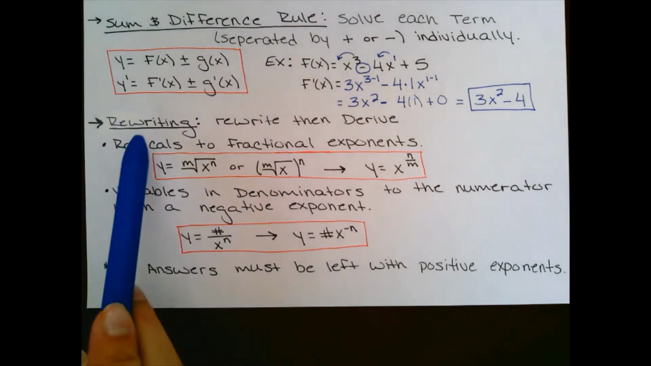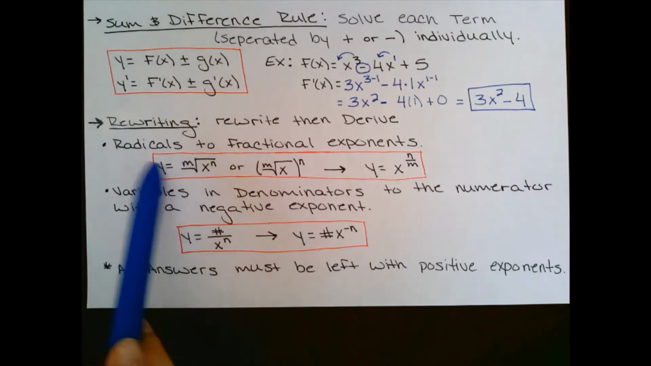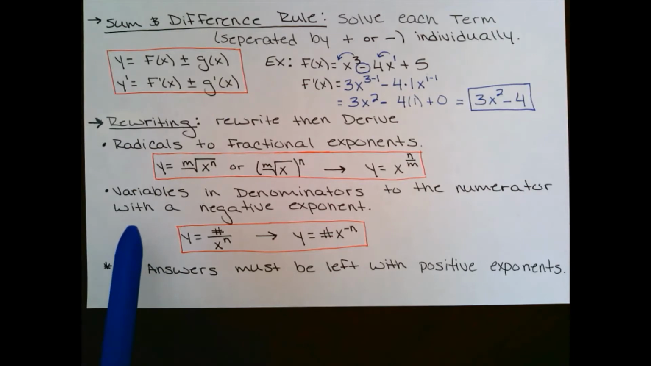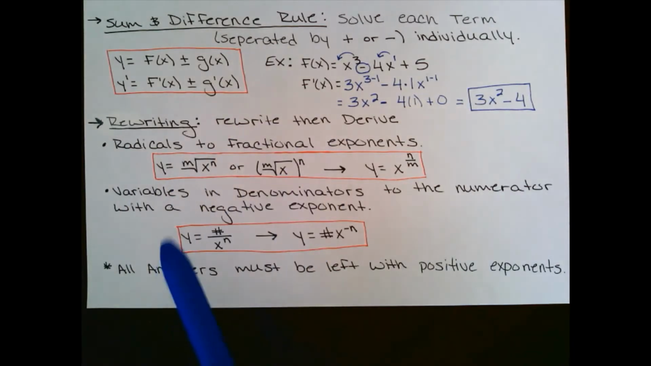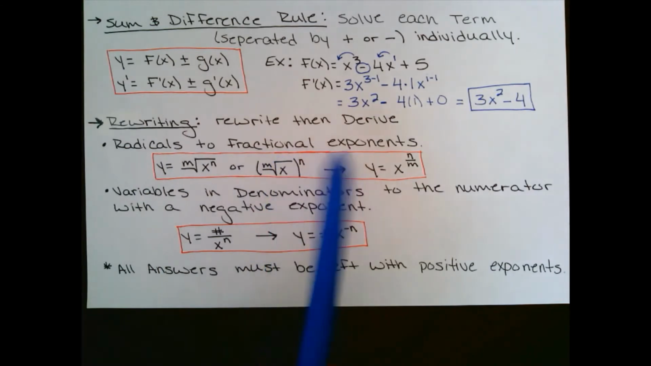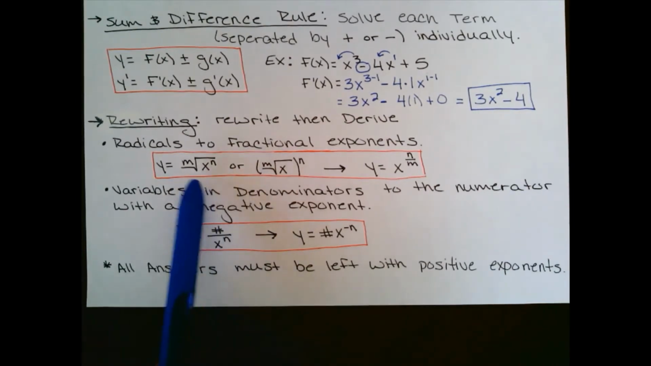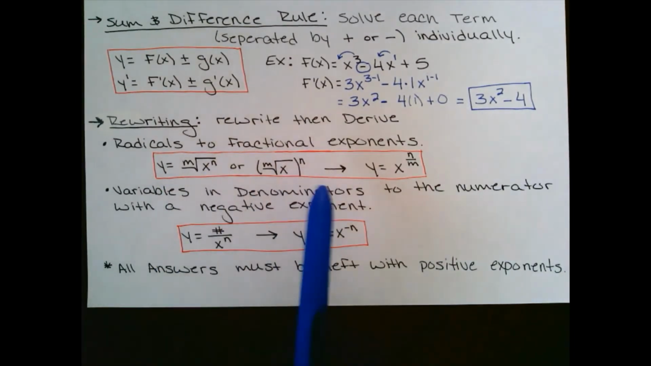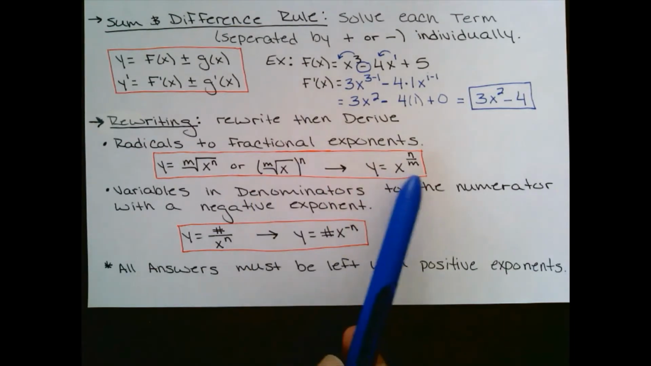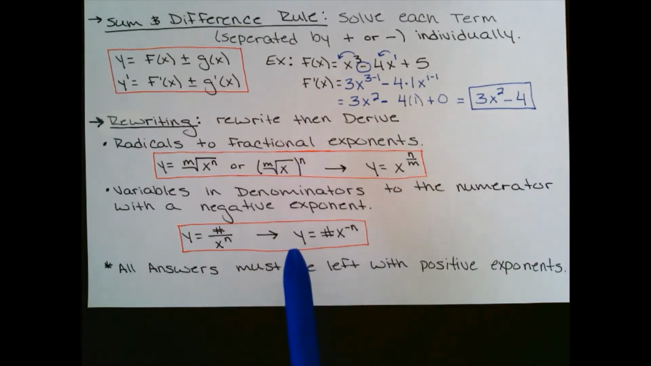So rewriting anytime you have a radical or one of these simple fractions is going to make doing your derivative a lot easier. So you're going to rewrite and then derive. If you see a radical, you need to change it to a fractional exponent. So this is back from algebra. So if I have either of these two, a root with an exponent, you're going to change it to that exponent over the root. Okay? And we're going to practice a bunch of these now.